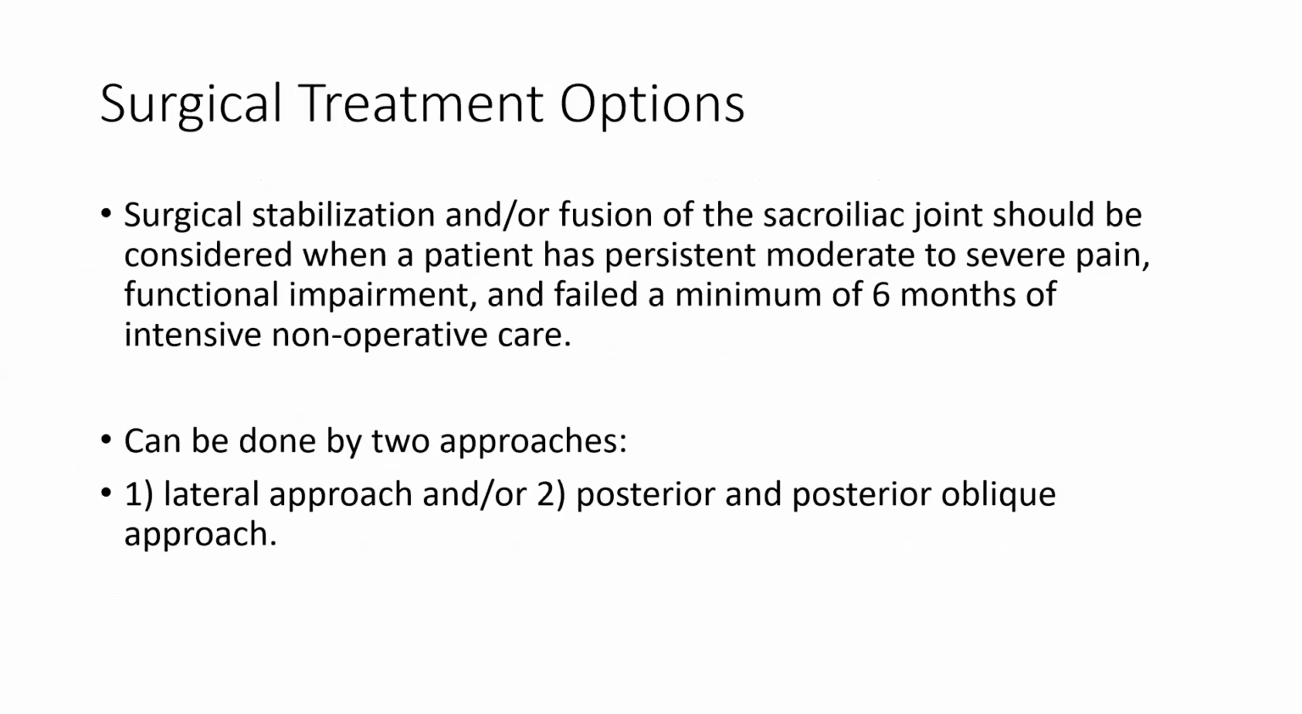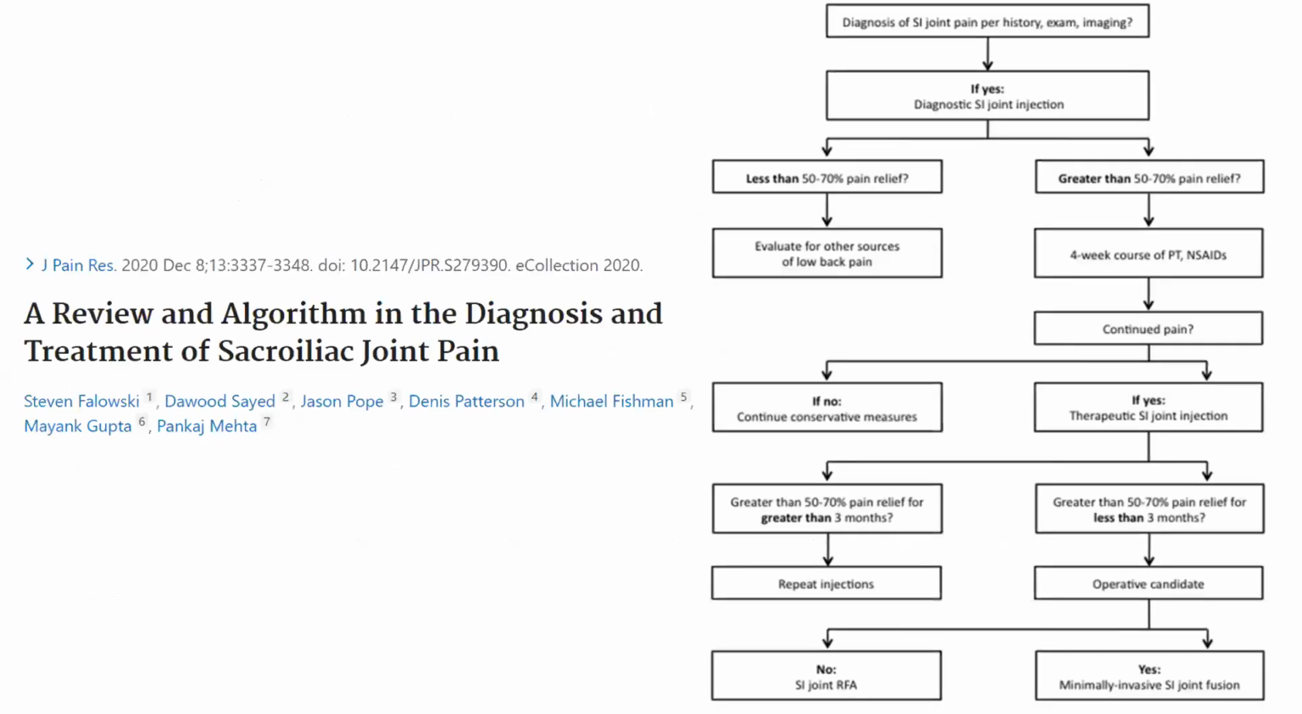Surgical treatment option: surgical stabilization and fusion of the sacroiliac joint should be considered when the patient has persistent or moderate to severe pain, functional impairment, and has failed a minimum of 6 months of intensive non-operative care. It can be done with 2 approaches, the lateral approach and the posterior approach.